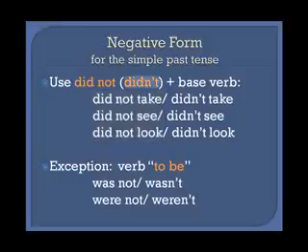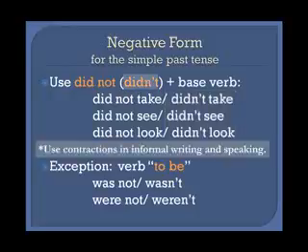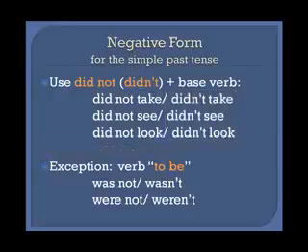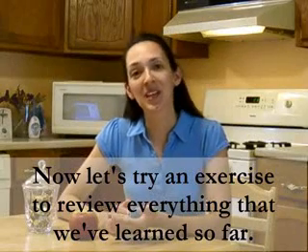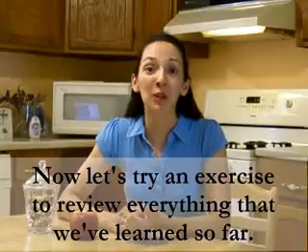The contraction or short form is didn't. So didn't take, didn't see, didn't look. These short forms are used in informal writing and speaking. The exception is the verb to be. The full forms are was not, were not, and the contractions are wasn't, weren't. Now let's try an exercise to review everything that we've learned so far.